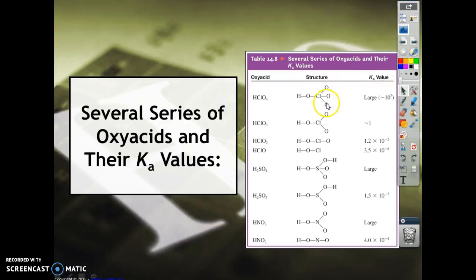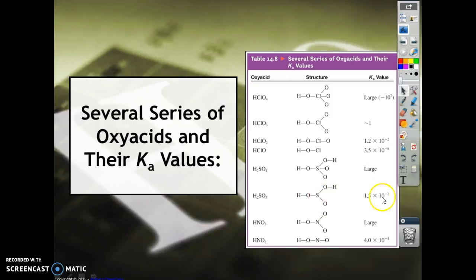3 oxygens over here, 1 over here for a total of 4. Really large Ka value, like 10 to the 7th, that's huge. 3 around it is about 1 for my Ka value. 2, we're starting to get a lot smaller. 1, much smaller. Now let's look at sulfuric. 4 of these guys around them, really large. 3 of these guys around them, getting much smaller.